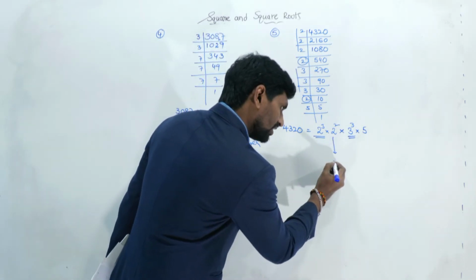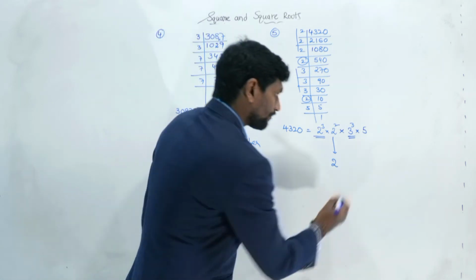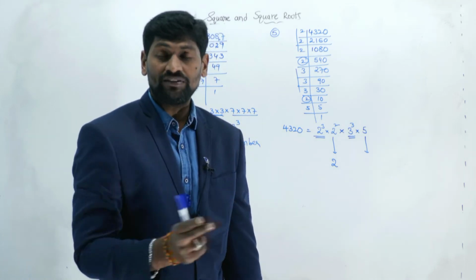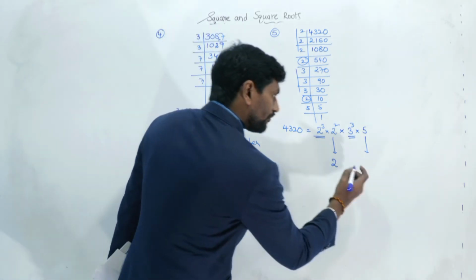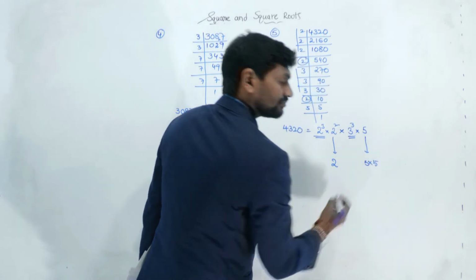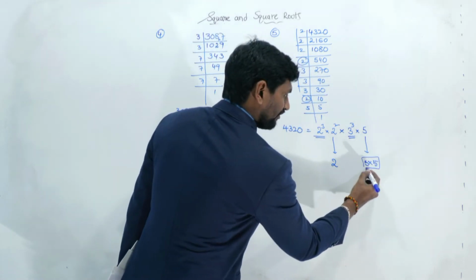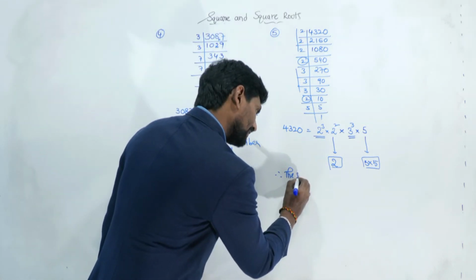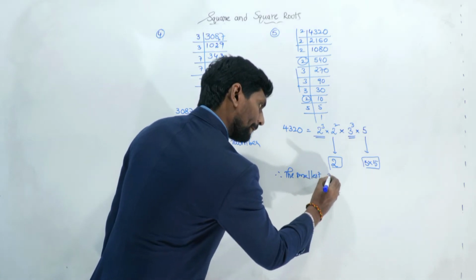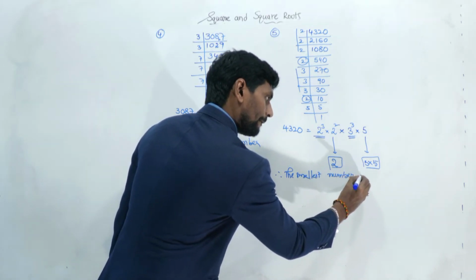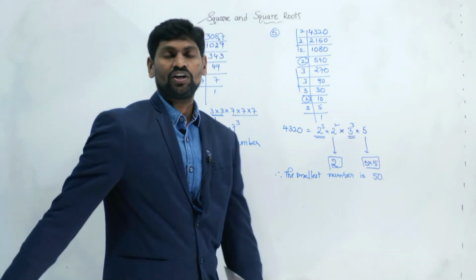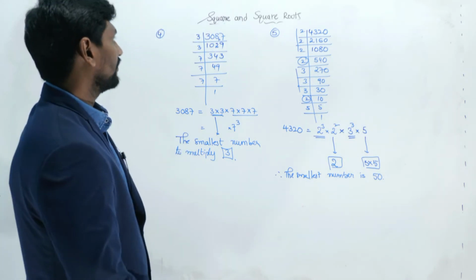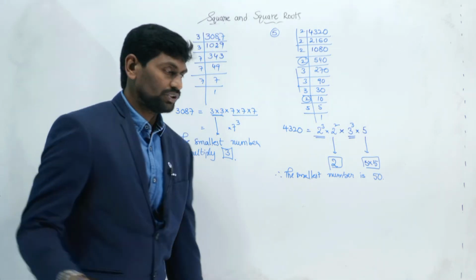Here 1 2 is missing. Here only 1 5 is there. We need 5 into 5 into 5, 5 cube. 3 5s are needed, no? So 2 5s are missing. Okay. So 5 into 5, 25. 25 into 2, 50. Therefore the smallest number is 50. So let us go to the next question.